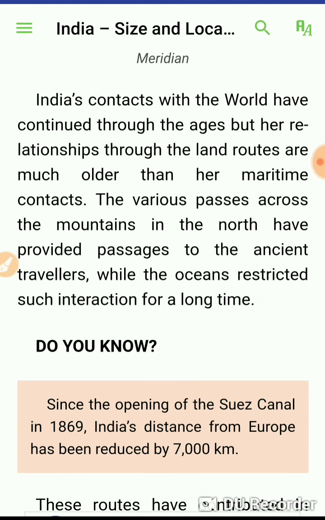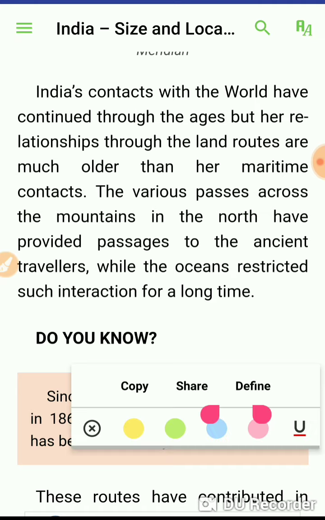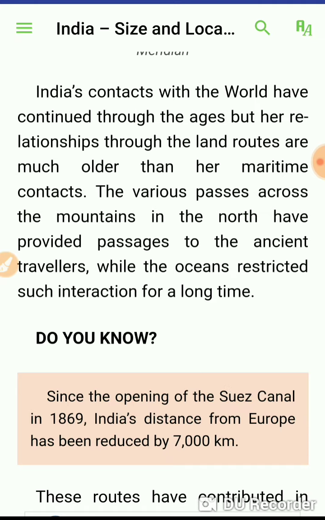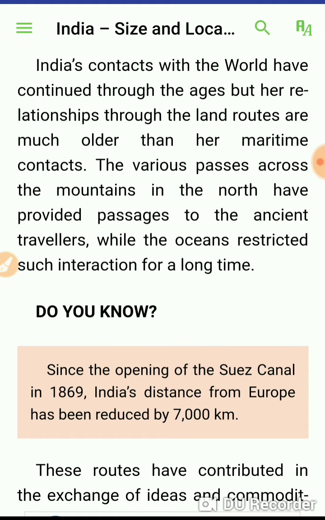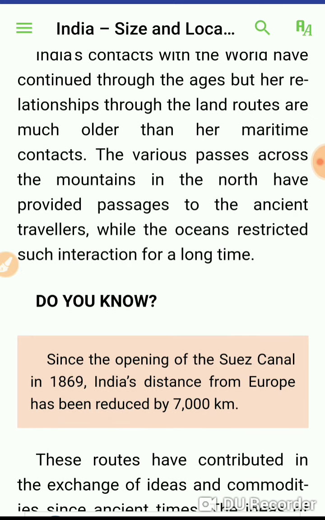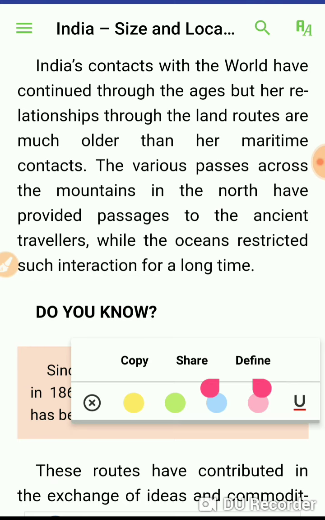So continuing this chapter, India's contacts with the world have continued through the ages, but her relationship through the land routes are much more older than her maritime contacts. So the word maritime here means the sea routes we are talking about. The various passes across the mountains in the north have provided passages to the ancient travelers, while the oceans restricted such interaction for a long time. So in this, we are talking about India's relationship with the rest of world.